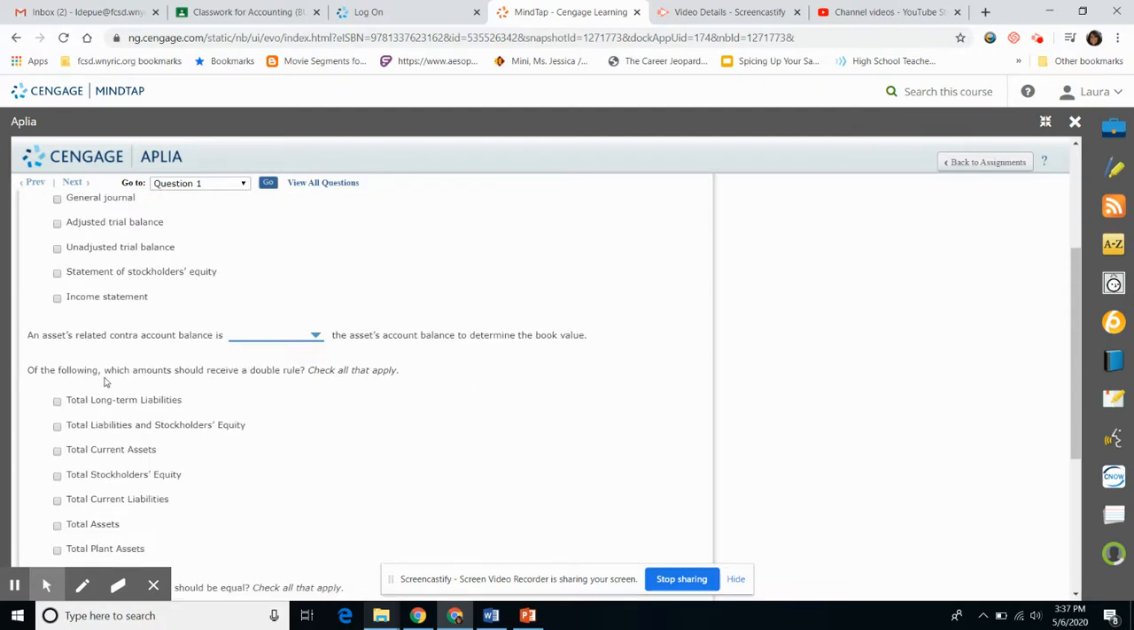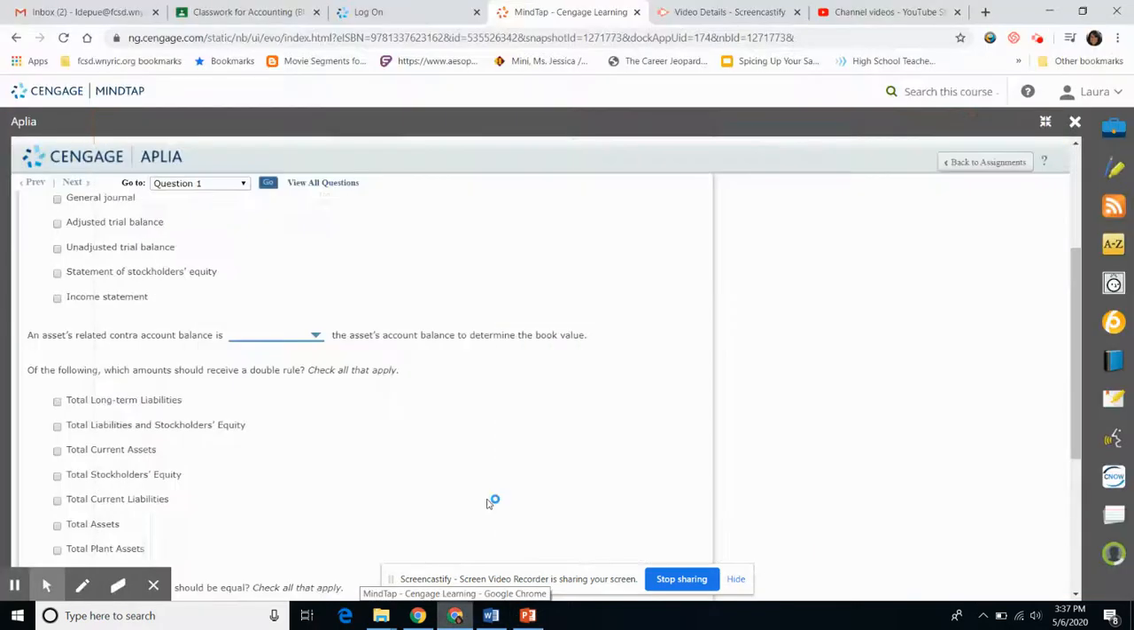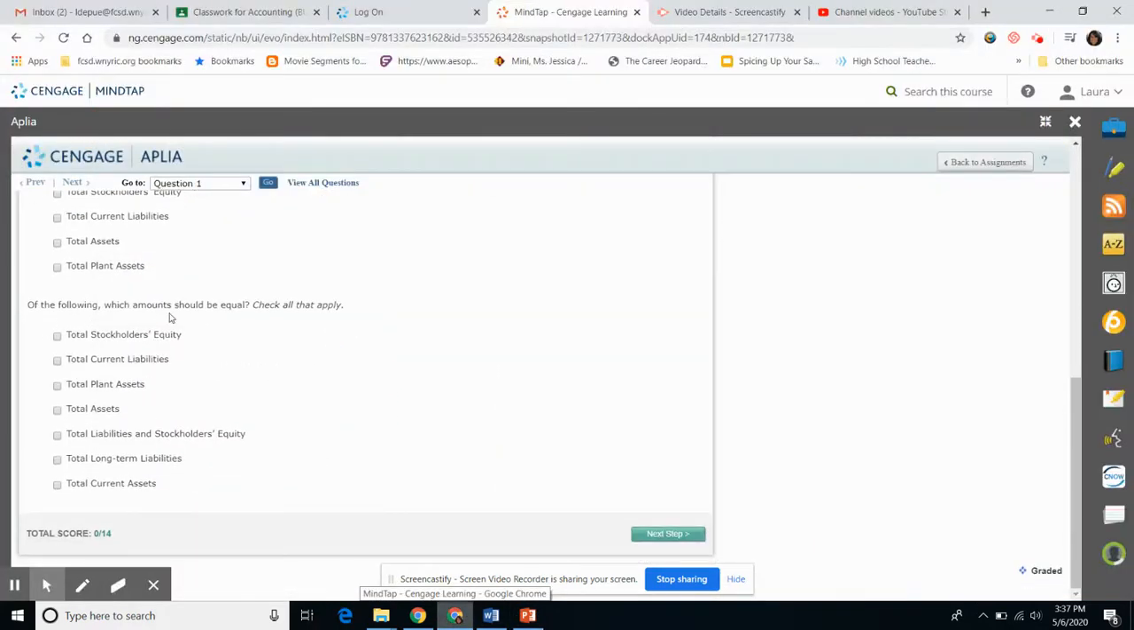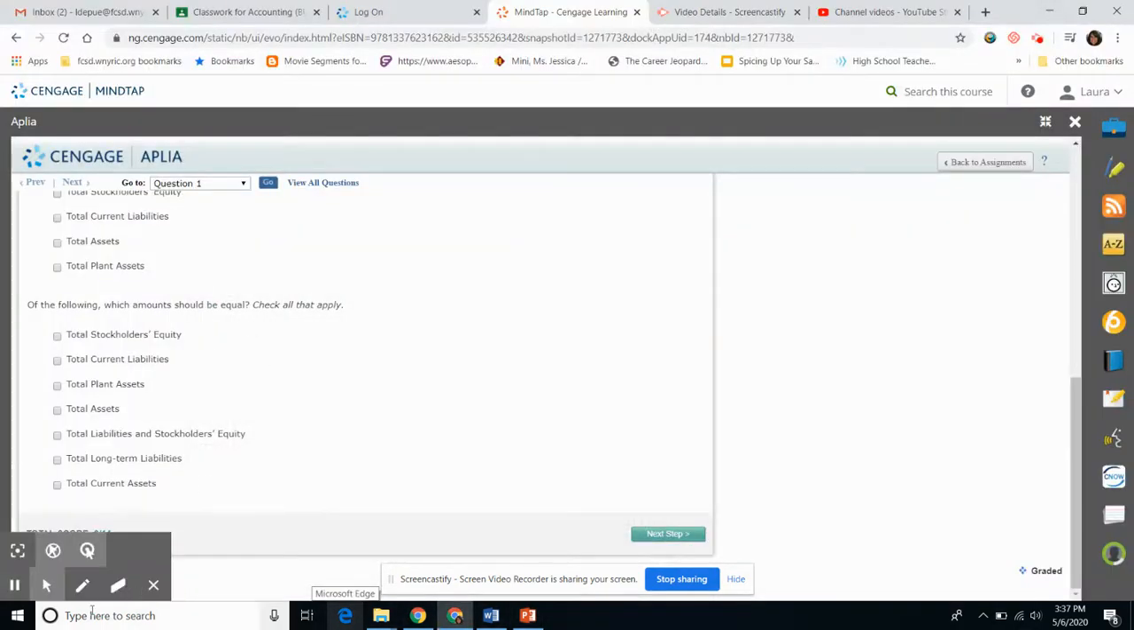The next one: which of the following amounts should receive a double rule? Remember, double rule is the 2 lines, which means nothing else goes under it. So if you go back and you look at this, you can see the double rules that apply. And then which of the following amounts should be equal? If you go back to that PowerPoint again, we kind of gave it away here. Total assets equals total liabilities and stockholders' equity. So fill in those amounts or those check marks and so forth on this, and then I will show you the answer to check that out.